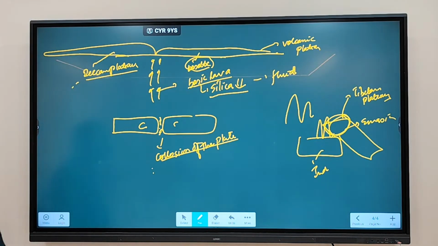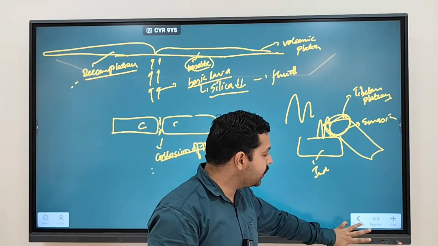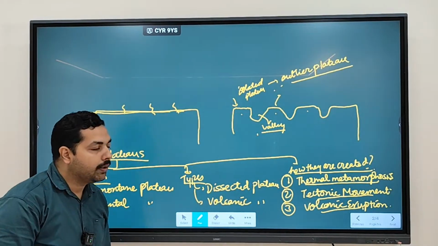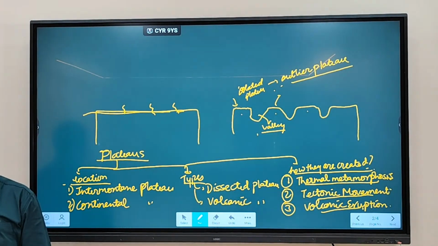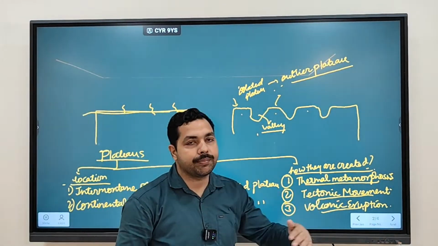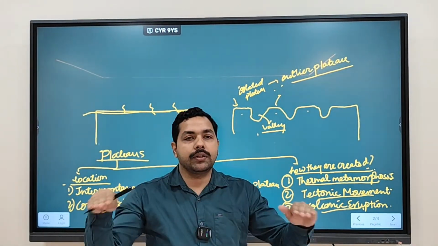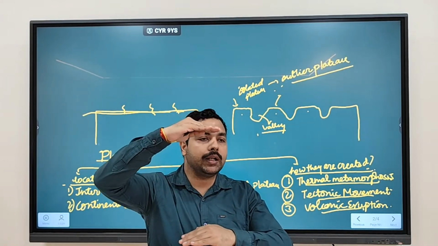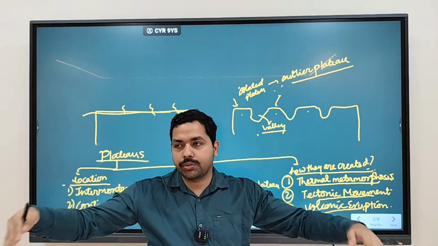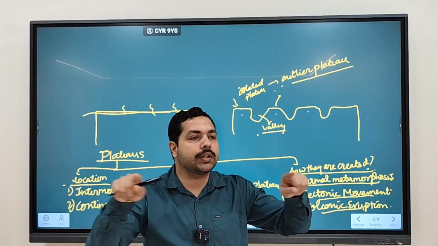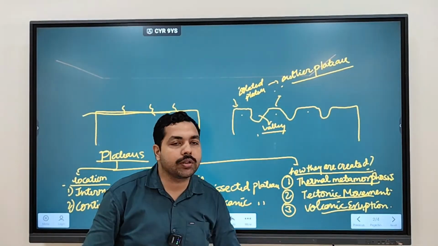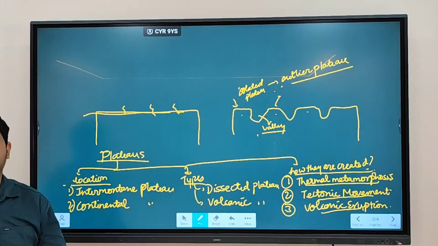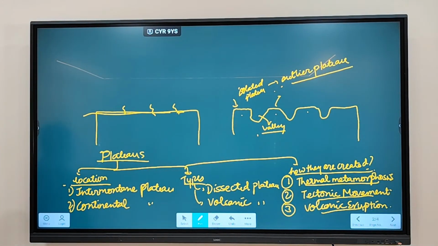Fine. So plateaus are created due to what? They can be created due to thermal metamorphosis. Plateaus can be created due to tectonic movement. Plateaus can be created due to volcanic eruption. In case of thermal metamorphosis, the magma will not erupt, rather it will spread, and as a result the earth's surface will get heated, expand, and become a highland. In volcanic eruption, the lava comes out and spreads onto the surface and creates a volcanic plateau. Tectonic movement, due to the upthrusting process, we'll see creation of plateaus. Fine.